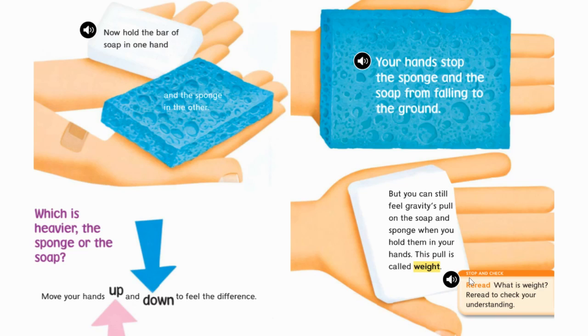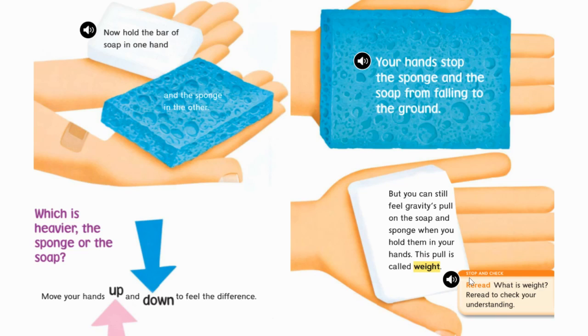Stop and check. Reread. What is weight? Reread to check your understanding. Weight is the pull of gravity that tells how heavy something is. So the pull is called weight. The pull of the gravity of the object is called weight.